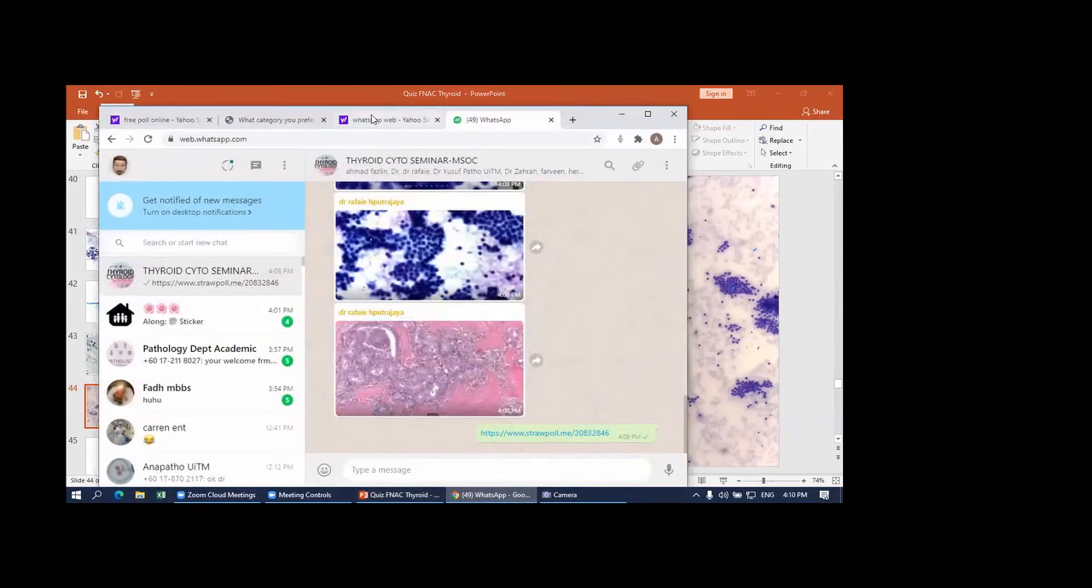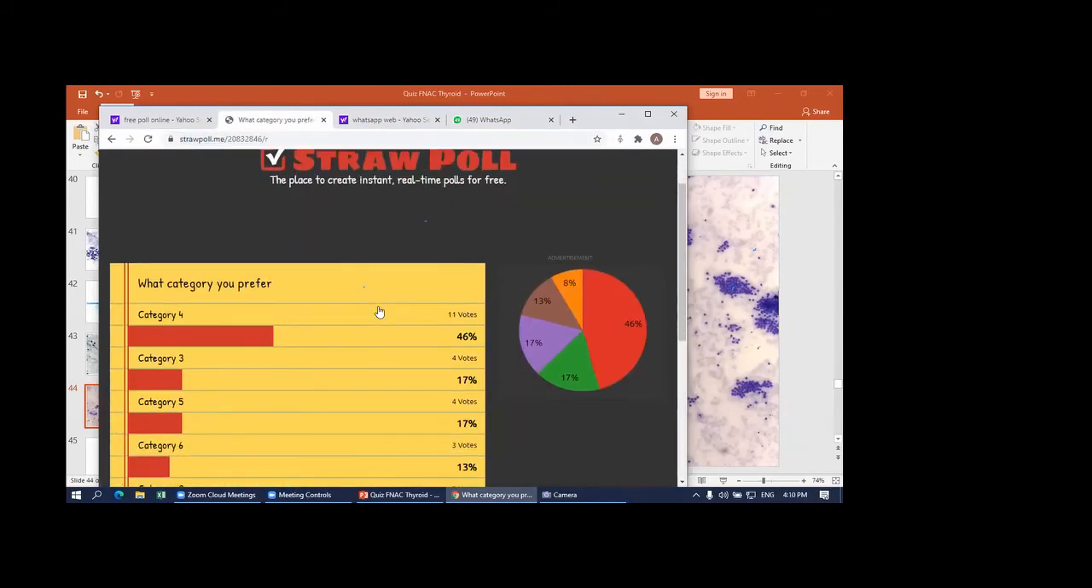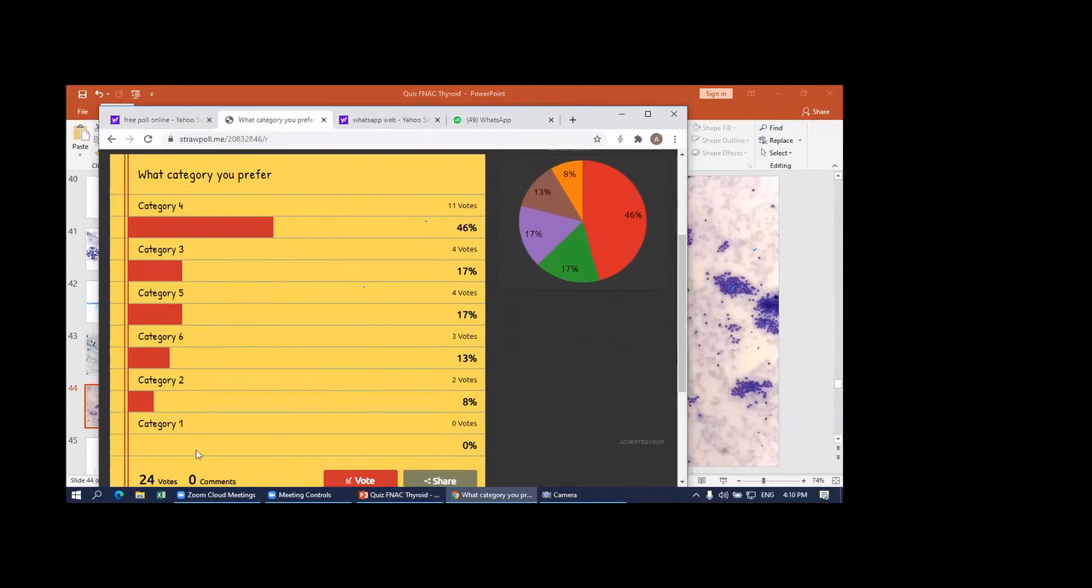So let's look at your answers. Category 4. Okay. The majority says category 4. No one says category 1. And some say category 2. But I think for this case, I would rather put it as a category 4. Okay. But the most interesting is, because this one has histology.